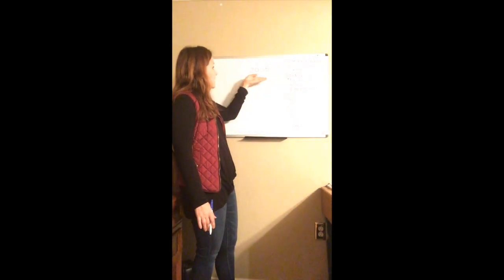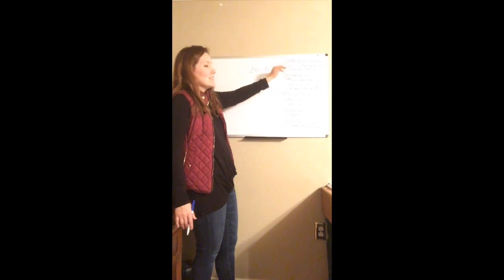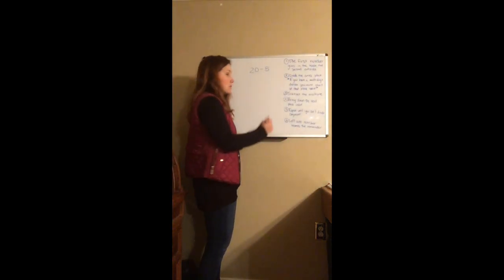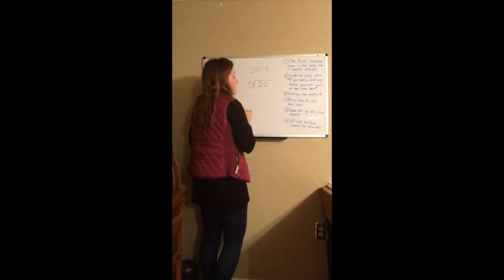All right, we have 20 divided by 5. Number 1 says the first number goes in the house, the second outside. So what that means is I build my house like this. The first number goes inside the house. The second number goes outside.